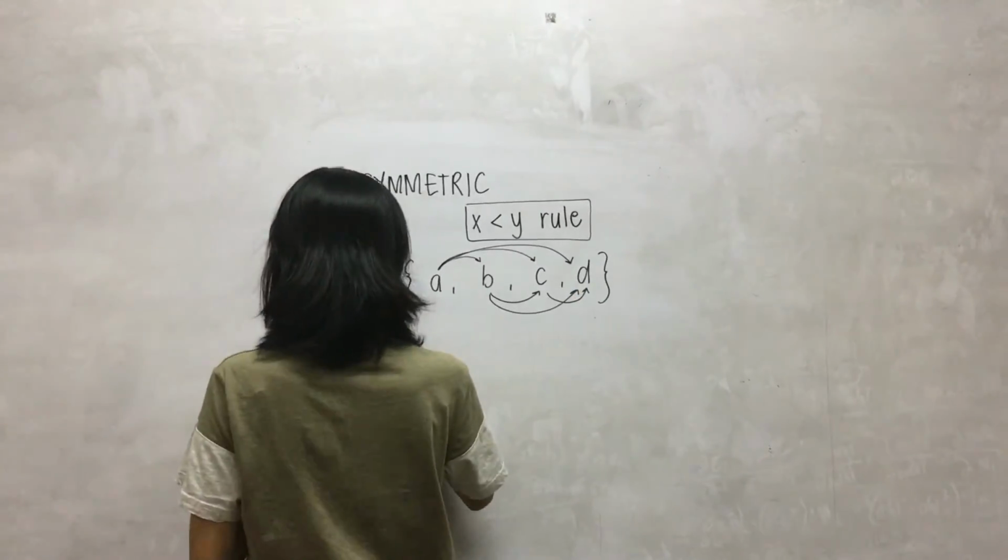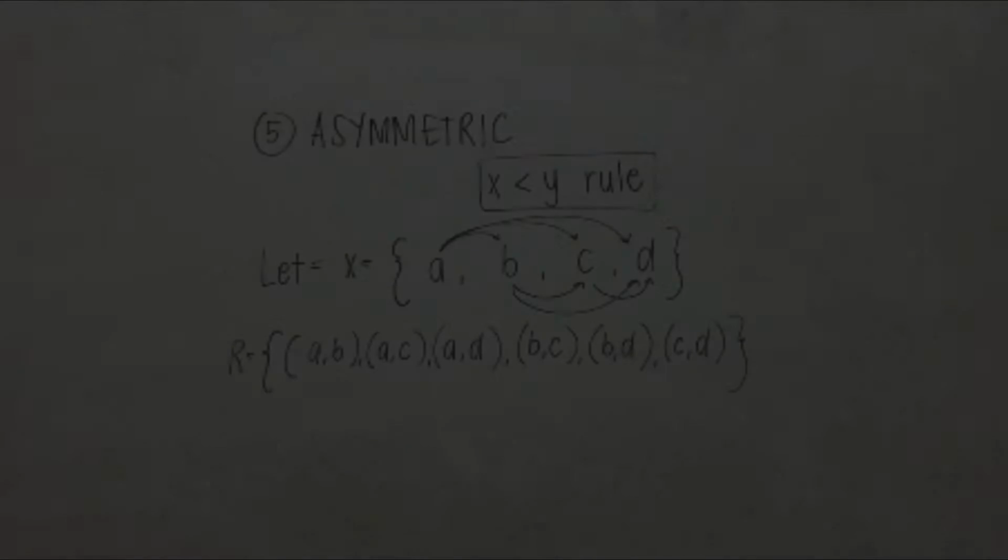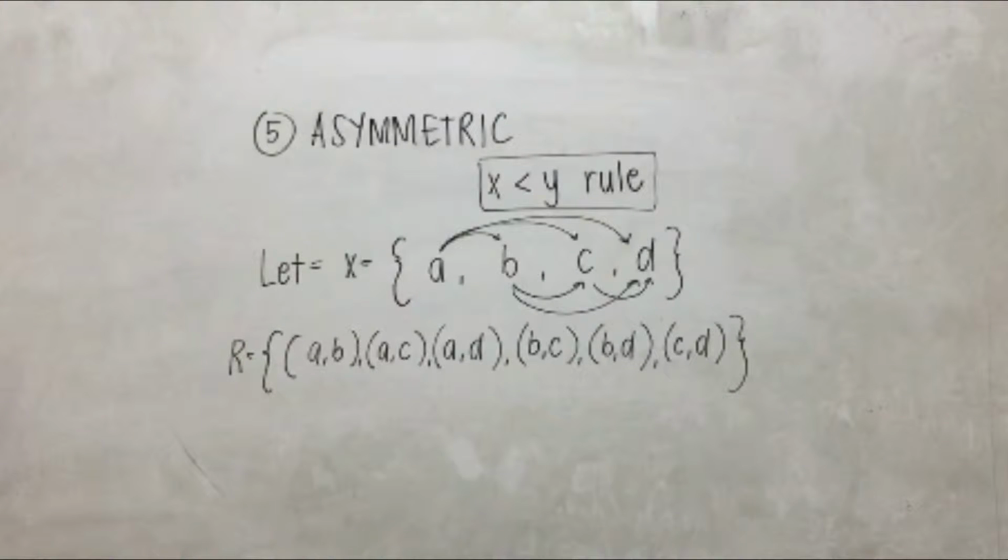Asymmetric property is the same as anti-symmetric property. The symmetrical ordered pairs are not members of R, except we will use the x less than y rule, therefore not producing any reflexive pairs.